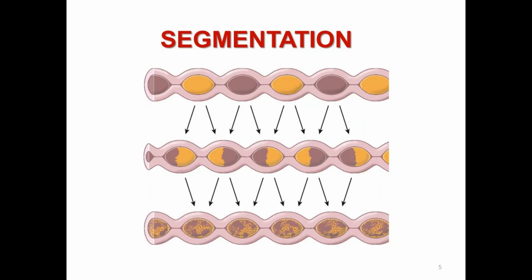Within the small intestine, segmentation occurs. This is localized contraction of smooth muscle within the small intestine, which breaks up the intestine into segments. This helps mix up and break down the food more mechanically.